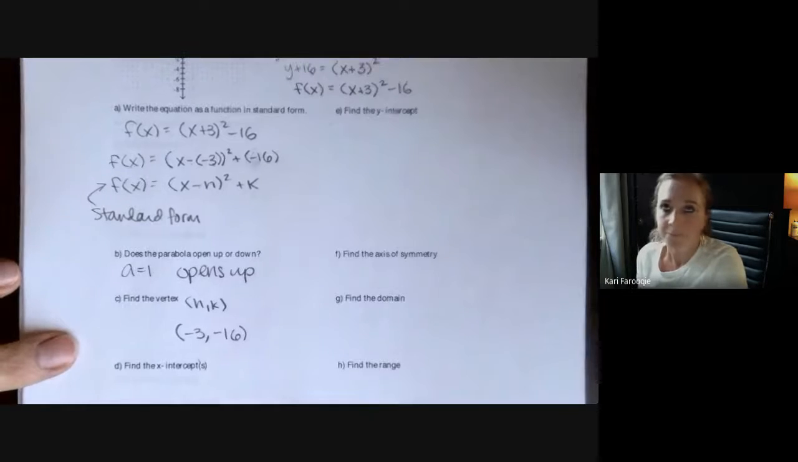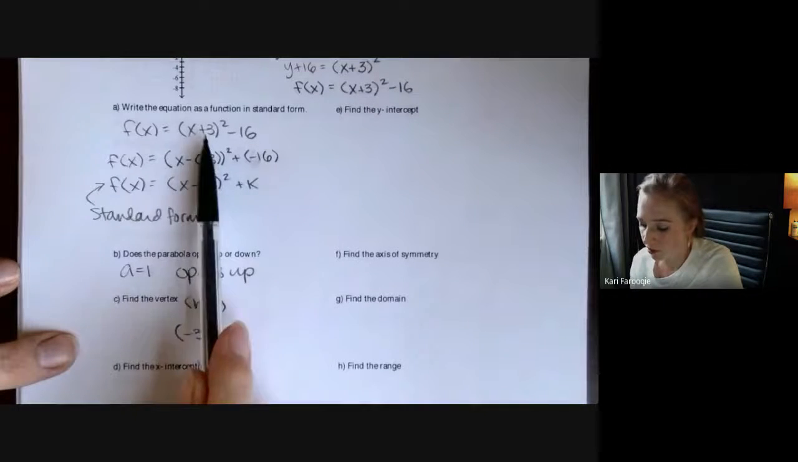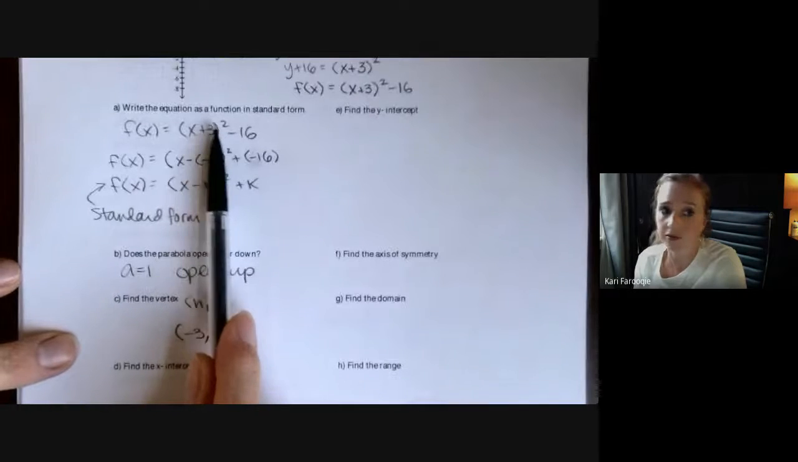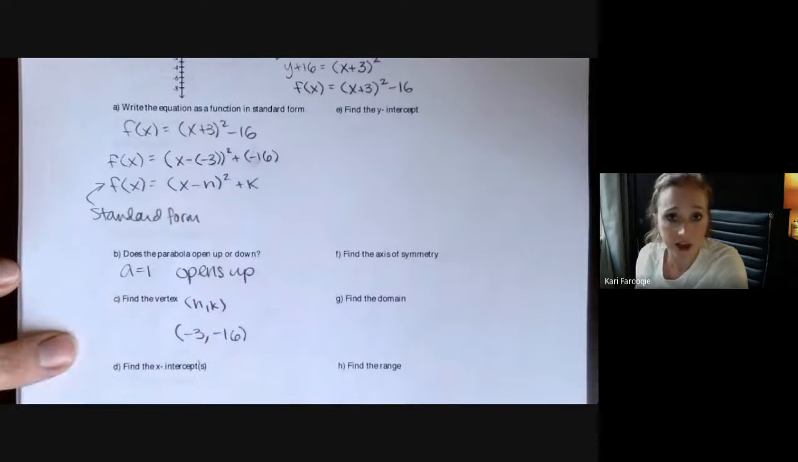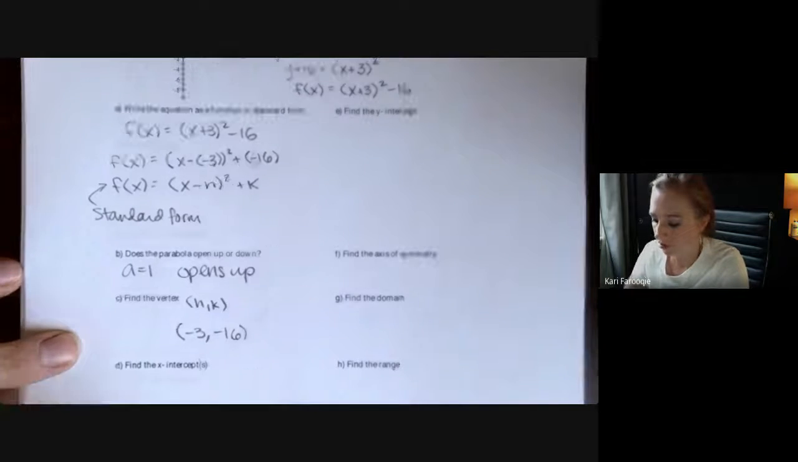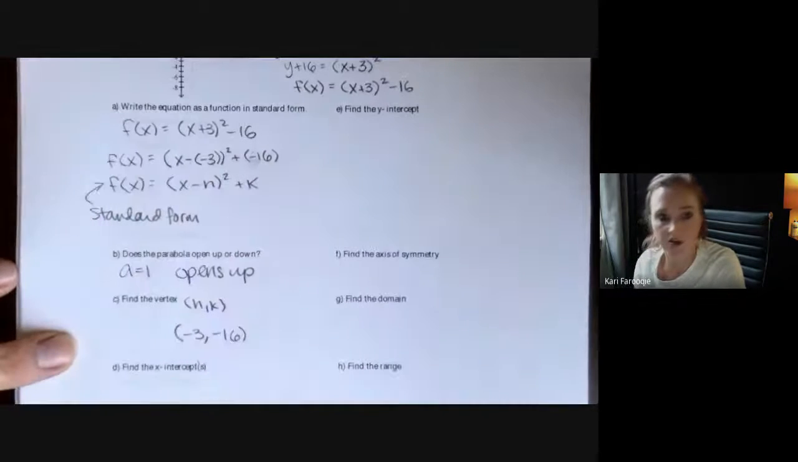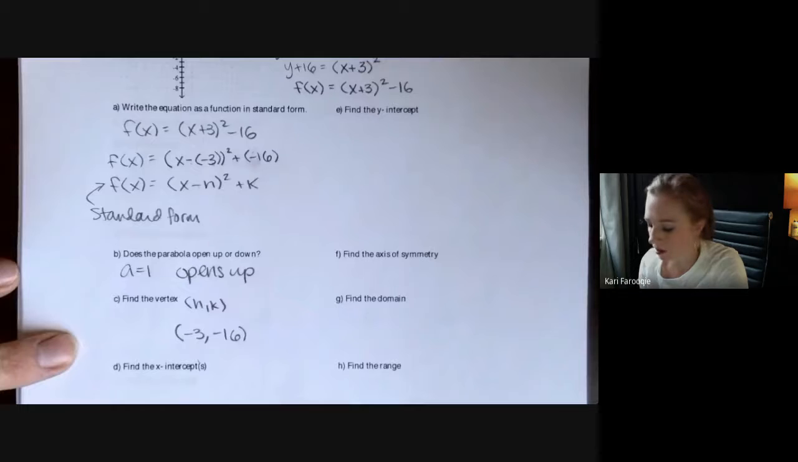So to recap with the vertex, if you have a plus sign in this x term, or no matter what sign it is, just take the opposite. So h is always just going to be the opposite of whatever that term sign is. K is going to keep whatever sign is in front of it. So your vertex is (h, k), which is (-3, -16).